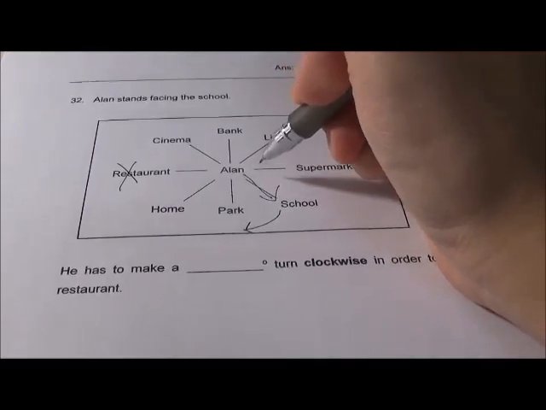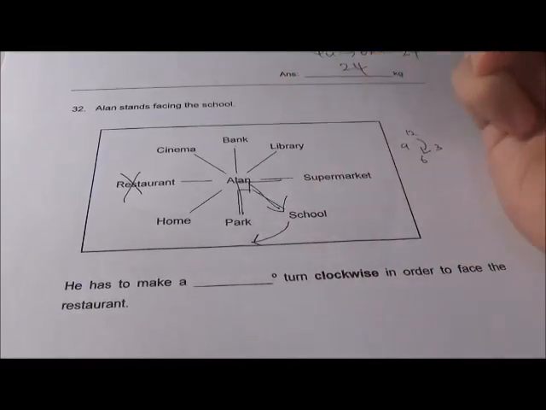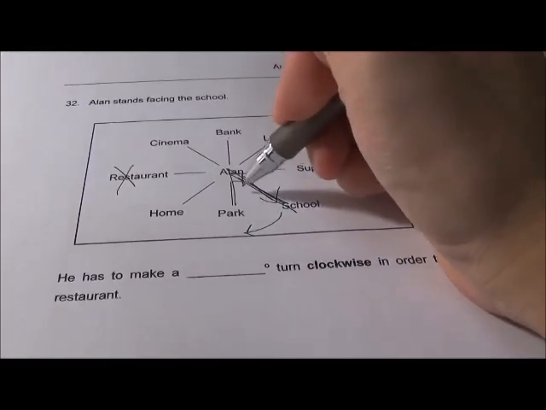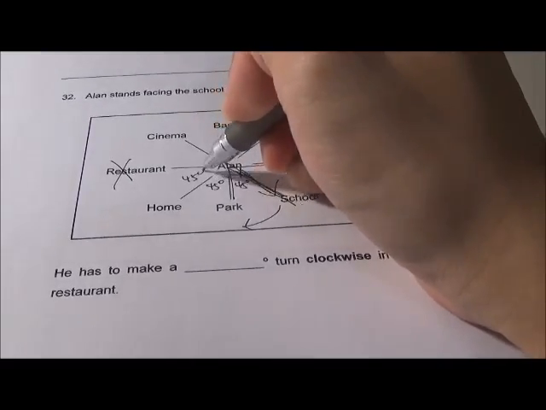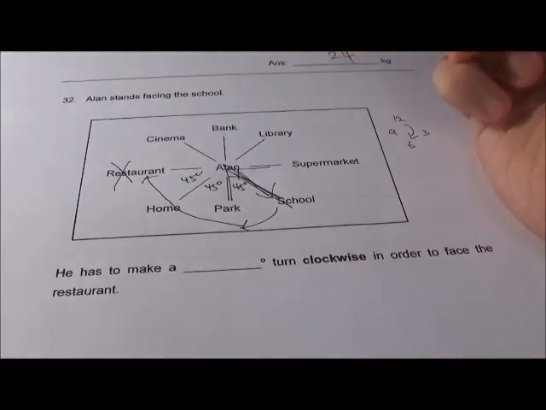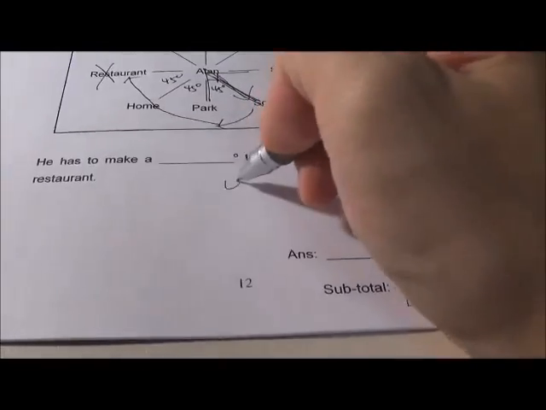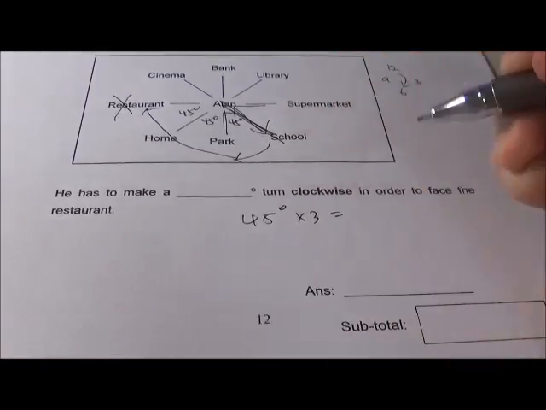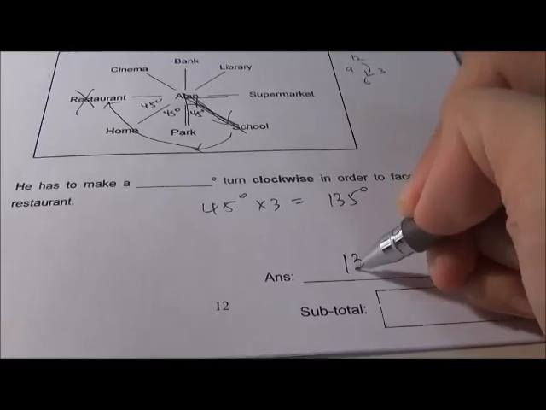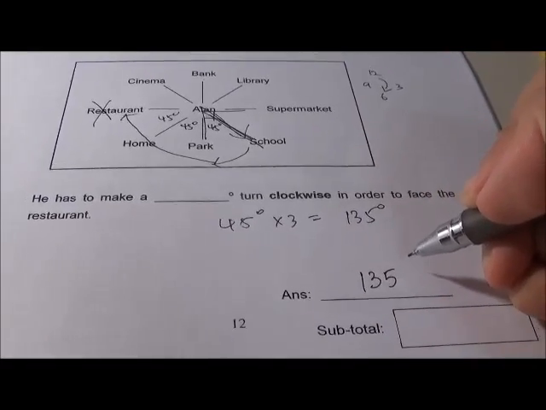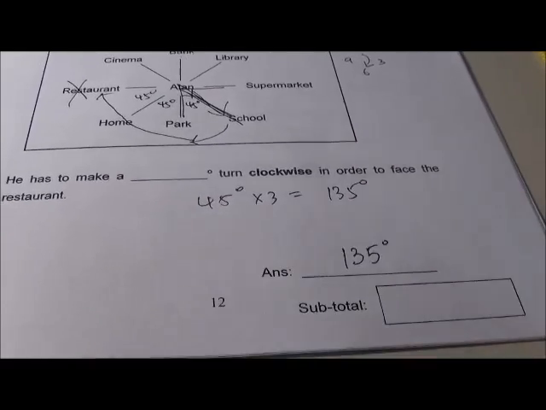So we do know that here is 90 degrees. So half of it here must be 45 degrees. I have to turn three of these 45 degrees before I reach the restaurant. So we have 45 degrees times 3, that will give us 135 degrees. So your answer here will be 135 degrees. Please don't forget your units, our unit is degrees.